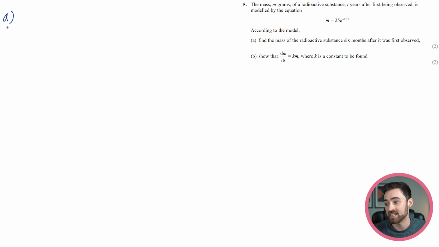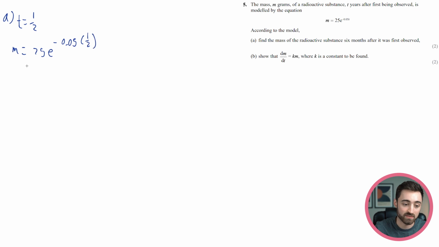Look at this. t is measured in years. So they want you to go, oh, wait a minute, what would the value of t be after 6 months? It's going to be a half, isn't it? Because there's 12 months in a year. So you just sub t equals a half, and that's all you do. So m is going to be 25 e to the minus 0.05 times by a half. Stick it into your calculator, no worries.